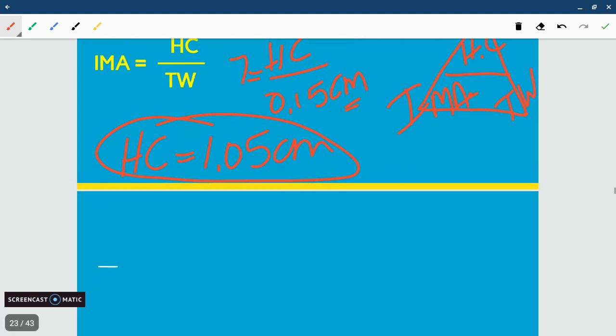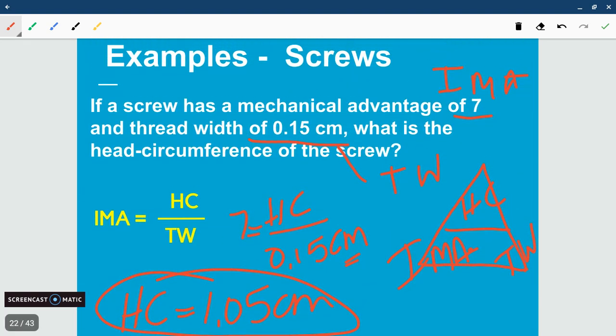So that would be it for ramps and screws. There will be another video or two for the remaining simple machines that are on our checklist.